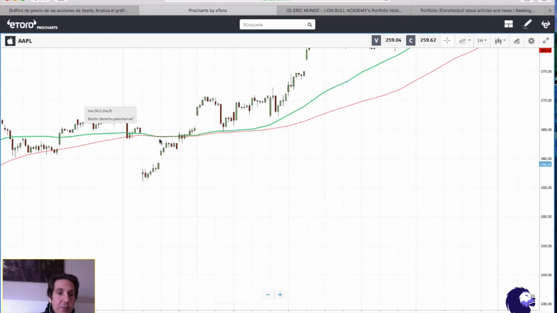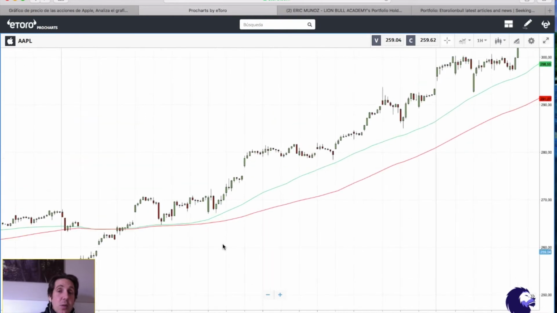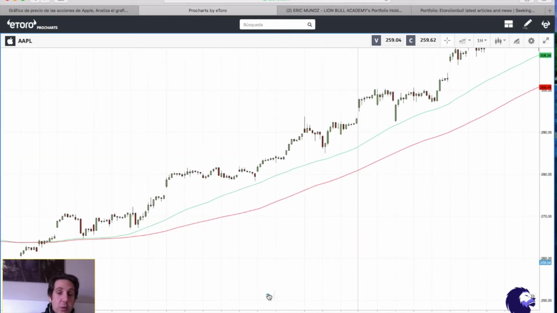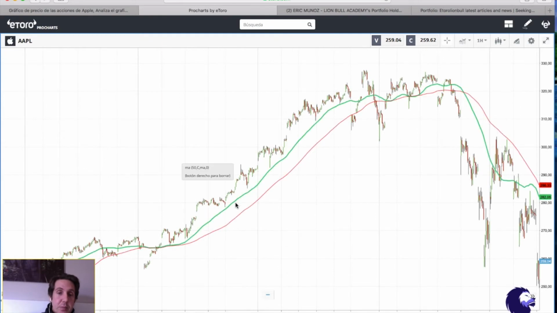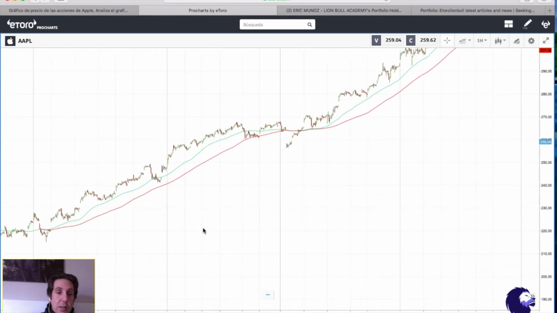The price goes first below the green moving average, then breaks above, and the candle price goes also above. Then we buy, and we close. There are two ways to close. You can close when the price breaks below the green or breaks below the red one. That's up to you.